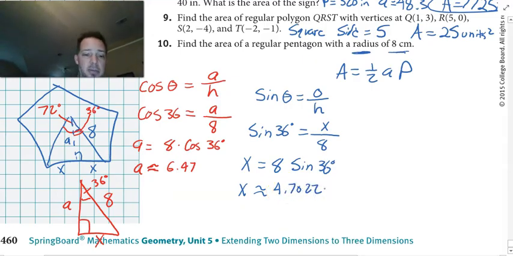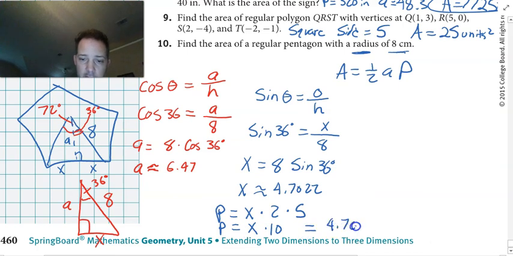Okay, so then to find the perimeter, we would need to take X and multiply it by 2 to get the whole side, and then once we know the side, we would need to multiply it by 5, or perimeter will equal X times 10. So 4.7022 times 10 gives me 47.022.